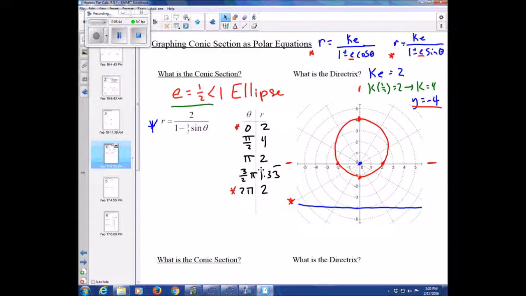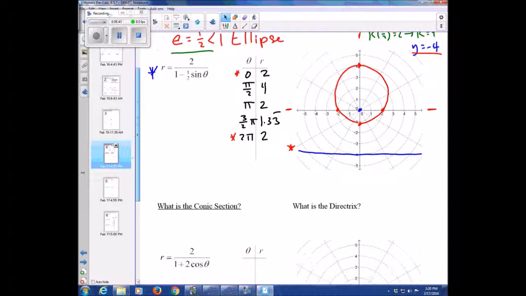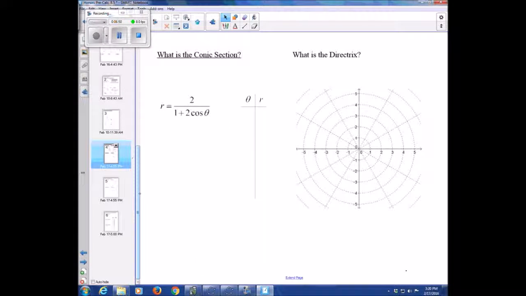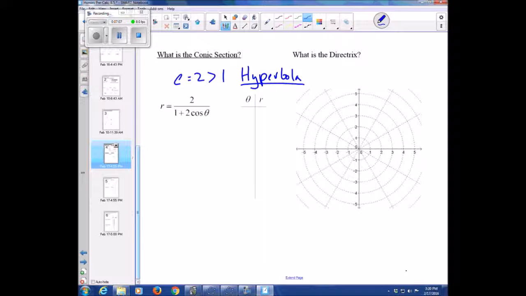Right here, what we're going to do is move on to our next polar equation defining a conic. Right here we can see that with that lead 1 in the denominator, we have an eccentricity of 2 now, 2 greater than 1, so we can say that this guy is going to be a hyperbola. And for this hyperbola, we can define the directrix.